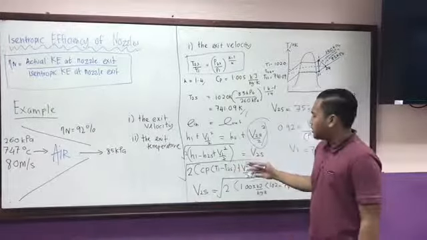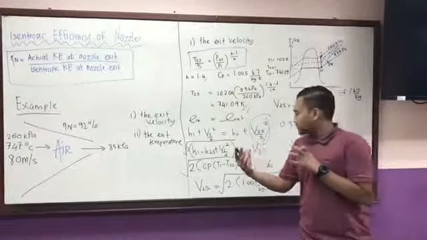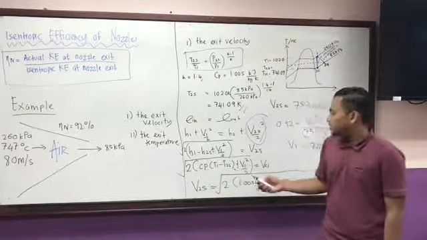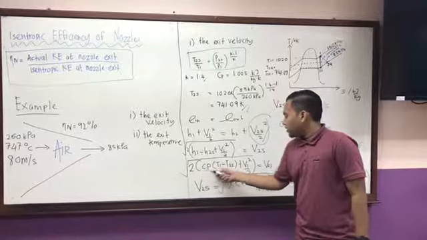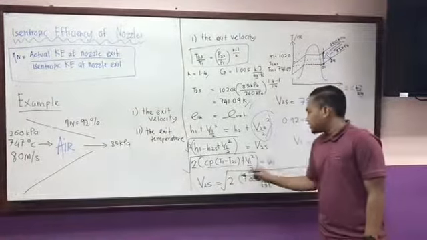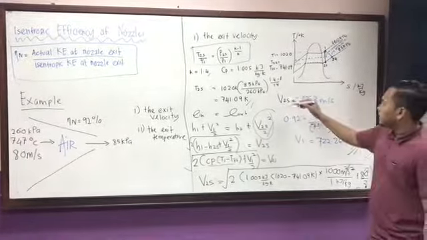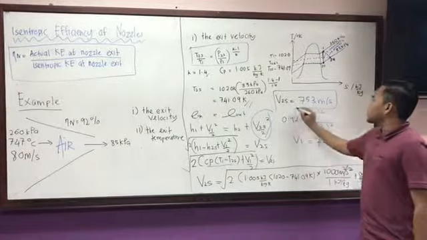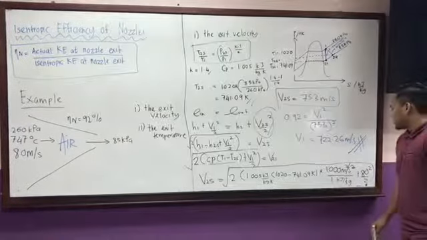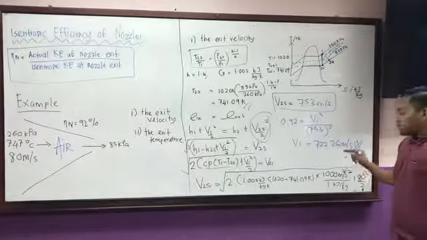After we derive the equation, we get h1 minus h2S, which for an ideal gas we can change to Cp times temperature 1 minus temperature 2S. From this equation, finally we can get the velocity V2S as 753 meters per second, after converting from kilojoule per kilogram to meters per second.